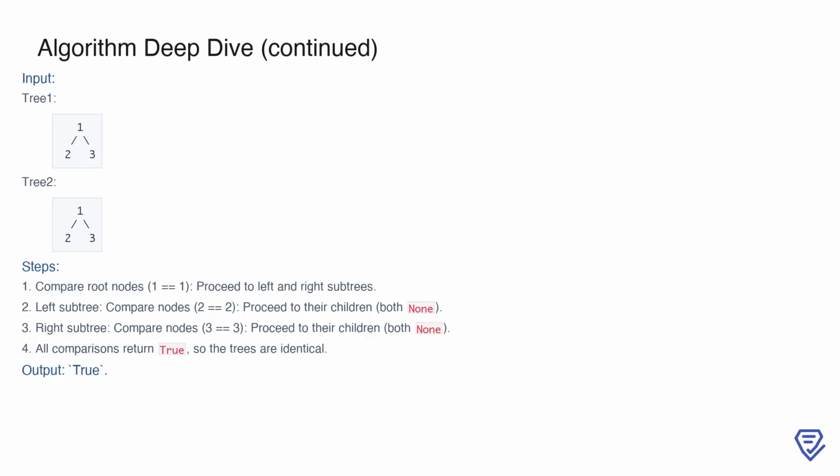Both nodes match, and since their children are none, we return true for the left subtree comparison. Next, we move to the right subtree and compare the nodes with value 3. Again, both nodes match, and their children are none, so the right subtree comparison also returns true. Since the root node values match and both the left and right subtree comparisons return true, we conclude that the two trees are structurally identical. The final output is true.